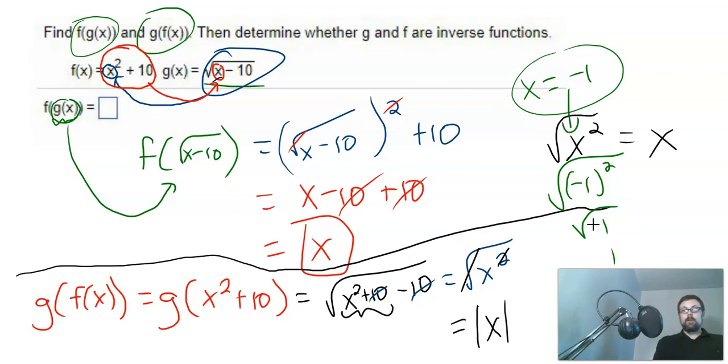So if I plug in -1 here, I get 1. If I plug it in over here, I get -1. So they're actually not equal to each other for negative numbers, right? But we can fix that by putting an absolute value on it.